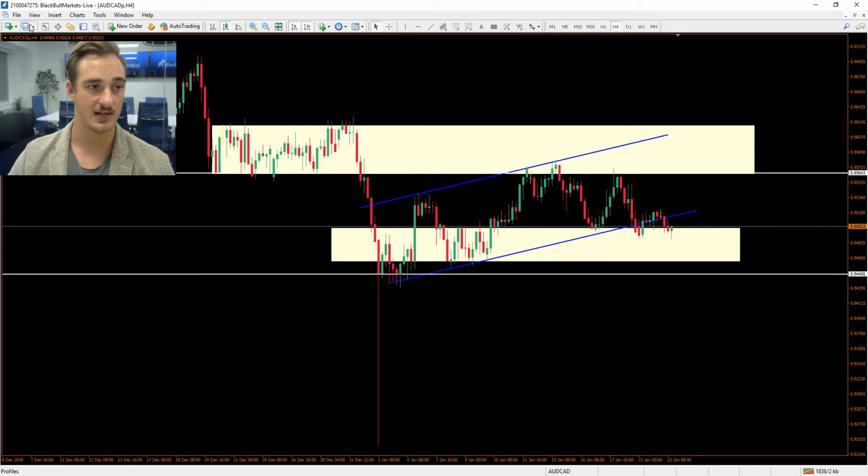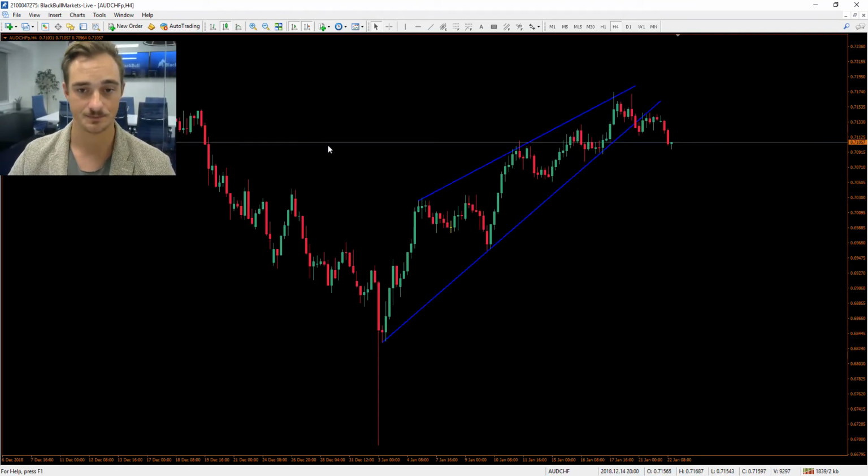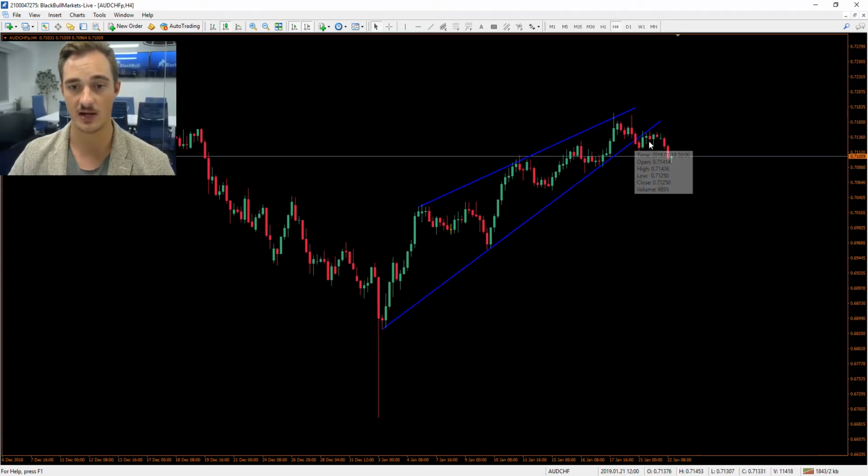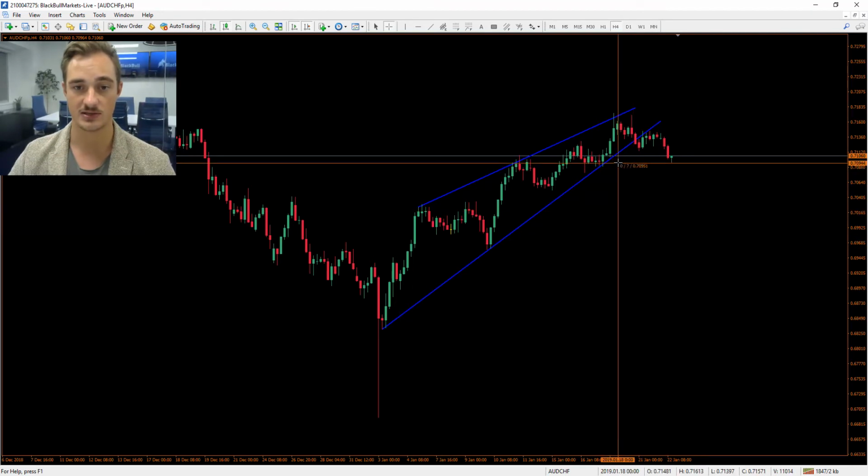Moving on to our Aussie CAD, Aussie Swiss franc. So we had this sort of pennant or wedge to the upside. We can see it has now broken out over there, gave a bit of a retest on that line and continued further downwards. So this is the 4-hourly chart. So hopefully we can see some kind of continuation downwards.